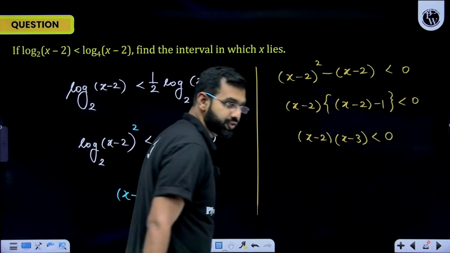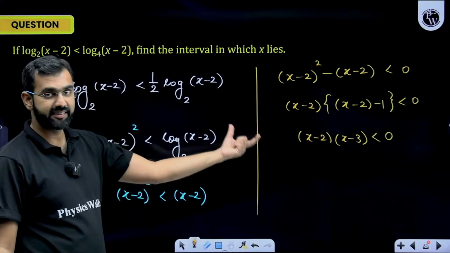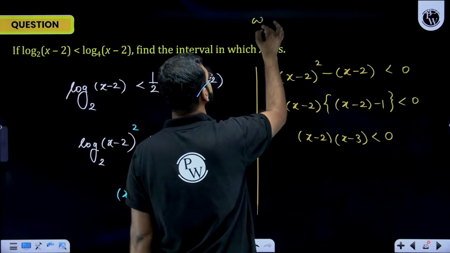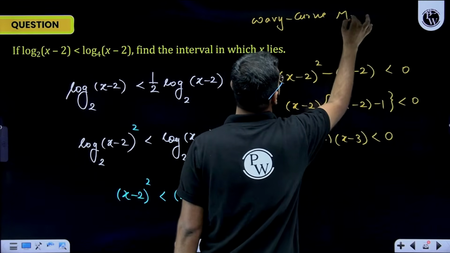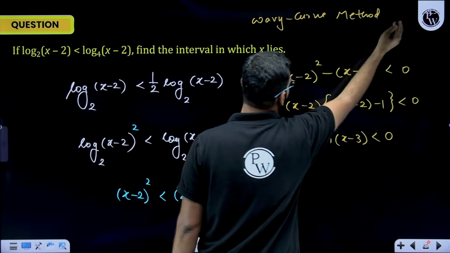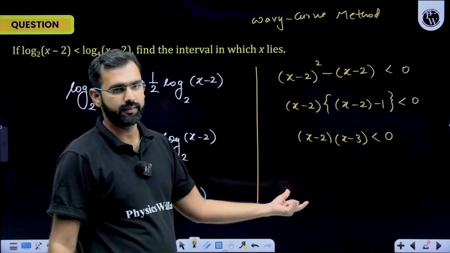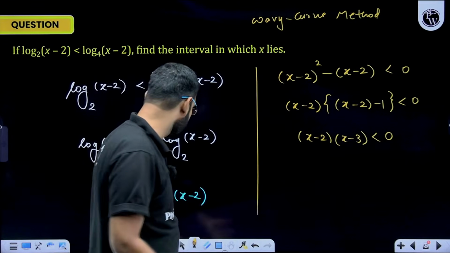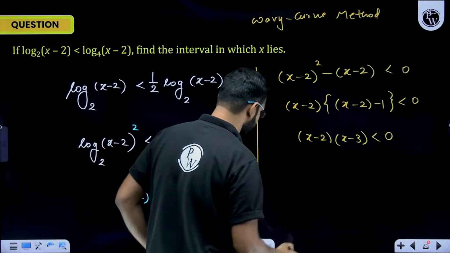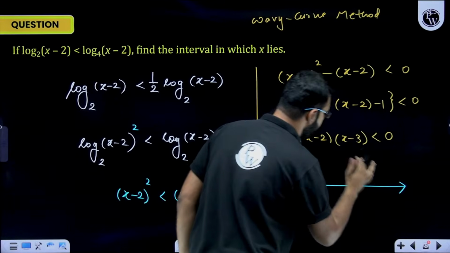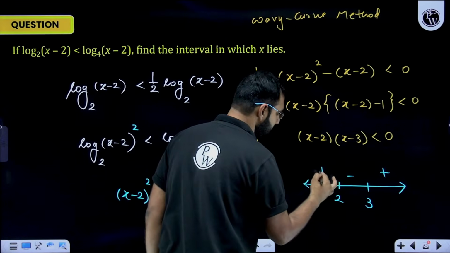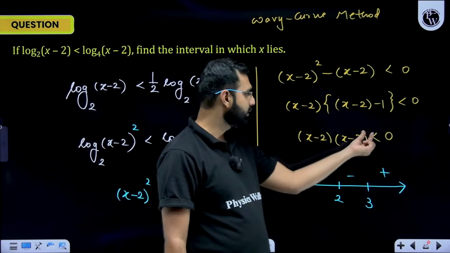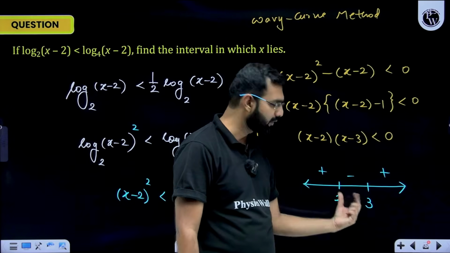And if you have watched the previous session, there we discussed the wavy curve method. It's not baby curve method, I hope you remember, it's wavy curve method. So even if you don't know that, you can directly solve this. And we have learned that conclusion in case of two factors that the answer will be between 2 and 3. If you don't remember, 2, 3, plus minus plus. Do you remember that? I need it to be negative, which means minus. That is between 2 to 3.